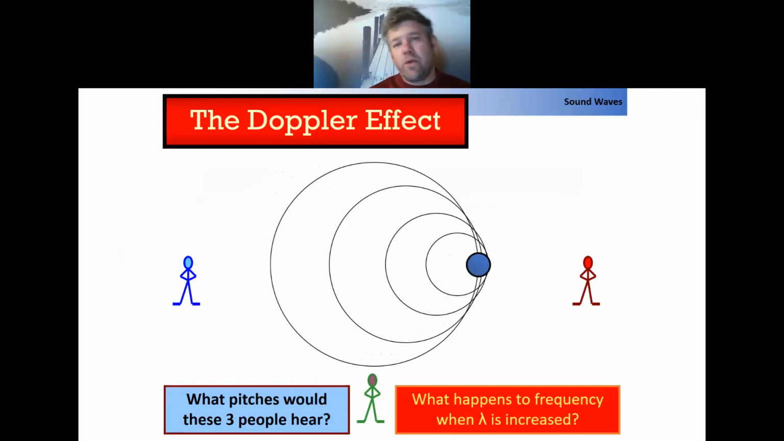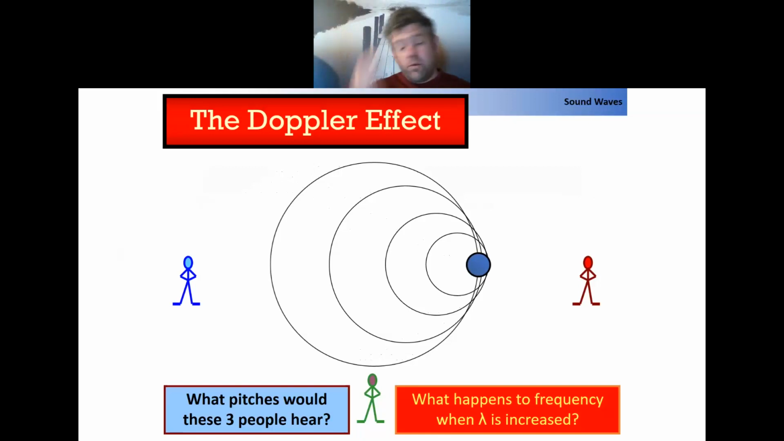the person on the right should hear a stacking effect. The pitch should go up, right? The person on the left, because those waves are getting further apart, should hear a lower pitch, a lower frequency, right? The person in the green should have it start relatively low, and as it gets closer, high. As it goes by, low again. Okay, so it should change.